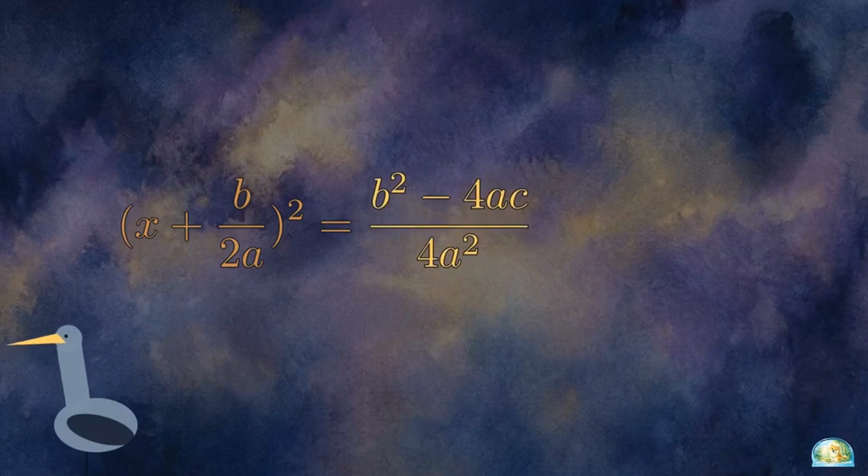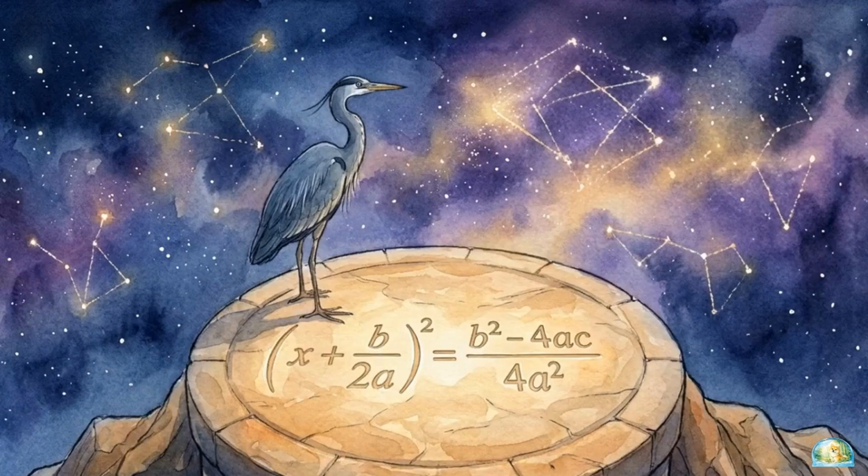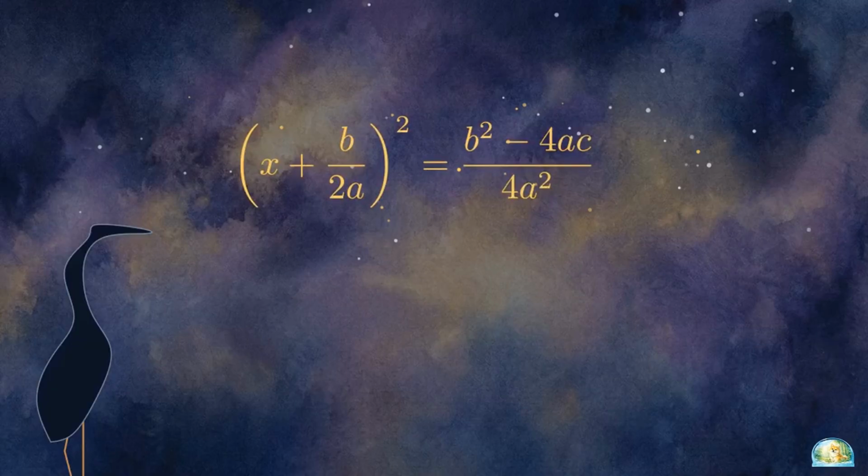Ren reaches the peak overlook. How does x plus b over 2a squared equals b squared minus 4ac over 4a squared lead to the quadratic formula? Before isolating the variable, we multiply both sides by 4a squared to clear the denominators. This gives us 2ax plus b squared equals b squared minus 4ac.